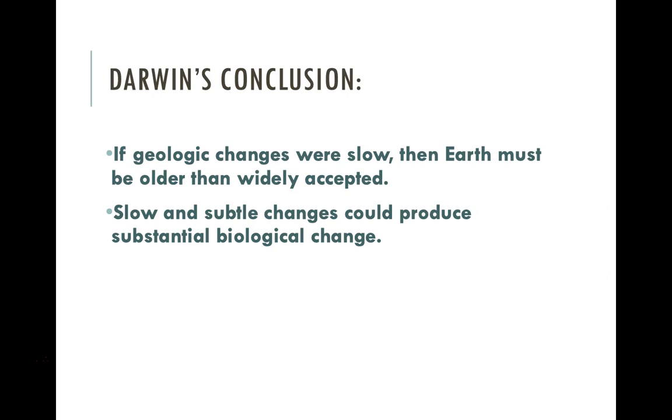I got ahead of myself again. So this is just a slide that says what I just said. If geological changes were slow, then the Earth must be older than a few thousand years. The Earth had to be old enough to allow time for those slow geological processes, and it had to be old enough to allow for these very slow and subtle changes that occur to produce the huge amount of diversity on Earth.